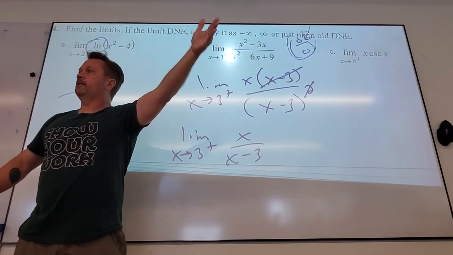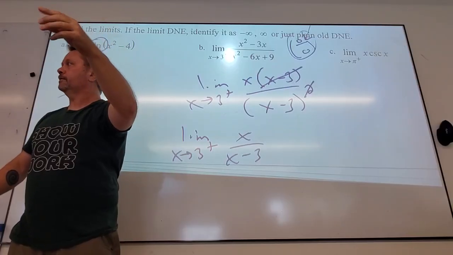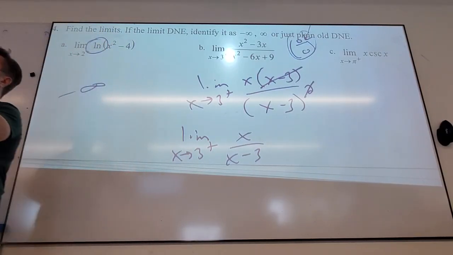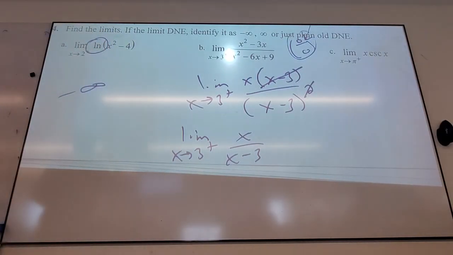If this would have been 3 minus x, negative. Because then it's 3 minus a number bigger than 3. I'm always getting negatives out. I need you to see this. So the bottom becomes 0 and the top doesn't. It's either going to be positive infinity, negative infinity, or does not exist.